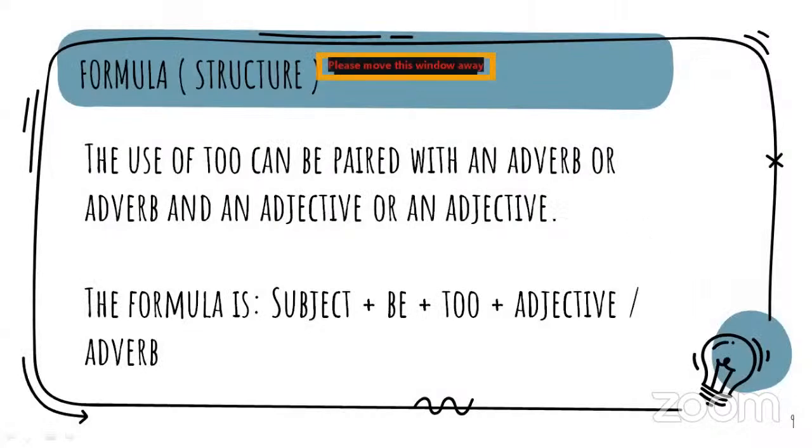Formula or structure. The use of too can be paired with an adverb or an adjective. The formula is subject plus be plus too plus adjective or adverb.